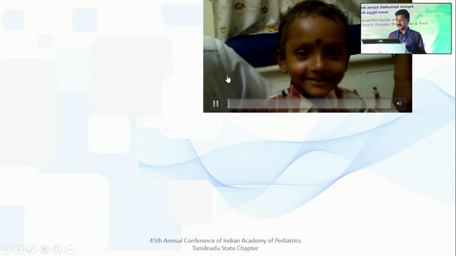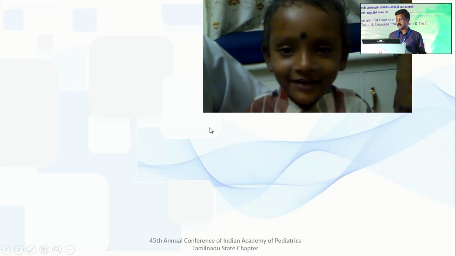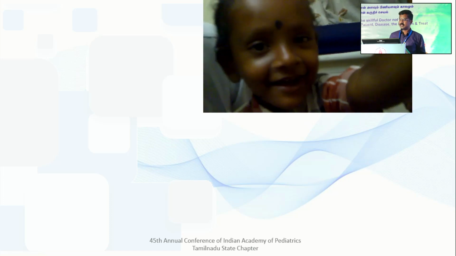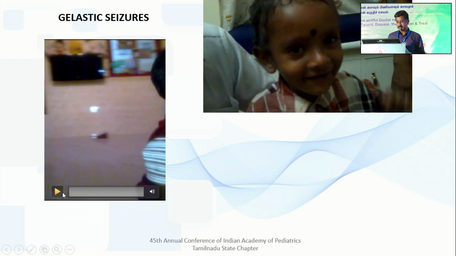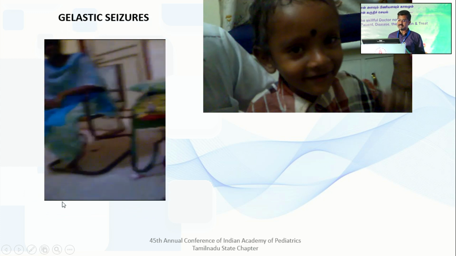And special types. So this child actually has recurrent laughing and staring spells. He also had a history of seizures. But these are gelastic seizures.